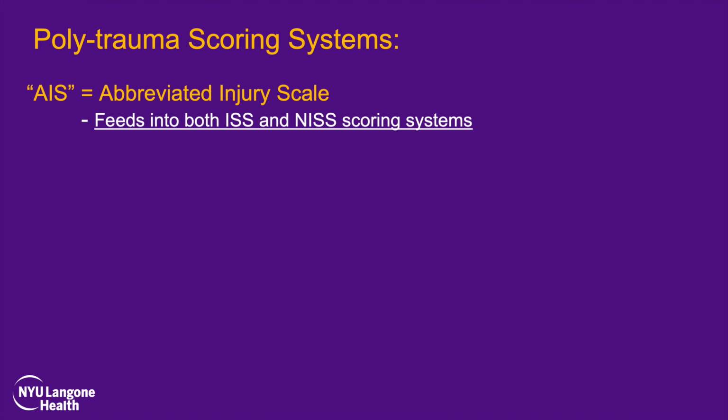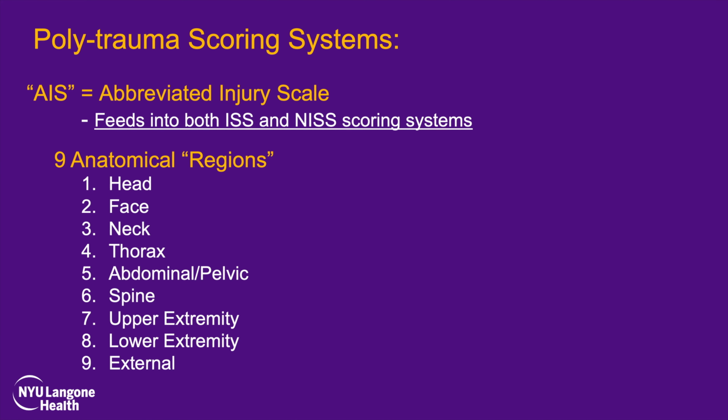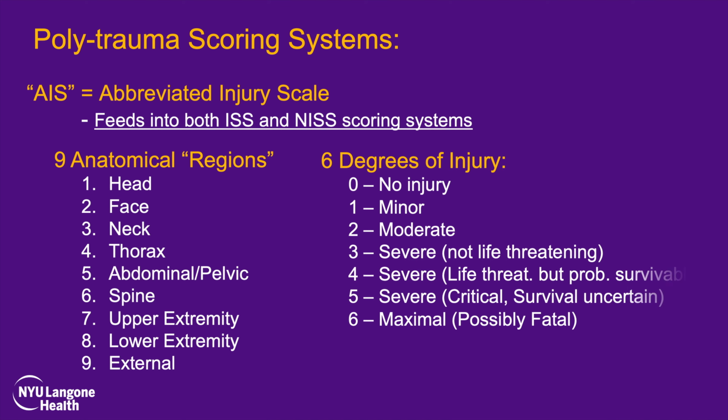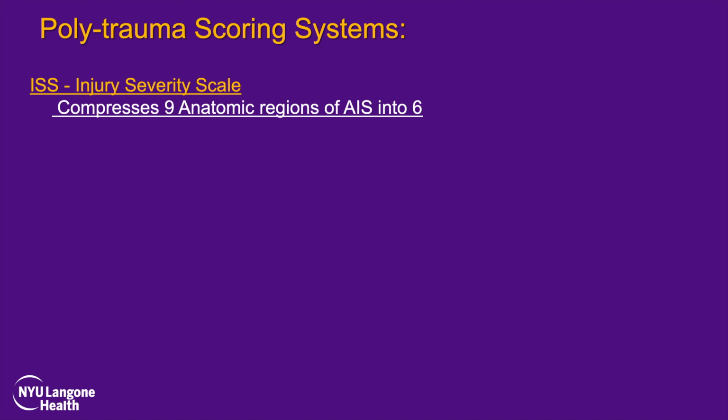More importantly, the AIS, the Abbreviated Injury Scale, something that feeds into, again, the ISS and the NISS scoring systems. It breaks the body down into 9 anatomical regions as shown, and then it assigns 6 degrees of injury as shown here. And these are somewhat debatable, what a severe, life-threatening, but probably survivable injury is versus a severe, critical, survival uncertain injury is. But this is the system that has the most literature citations on it, and they build into the ISS. So the ISS is the Injury Severity Score, and it comprises these 9 anatomic regions.